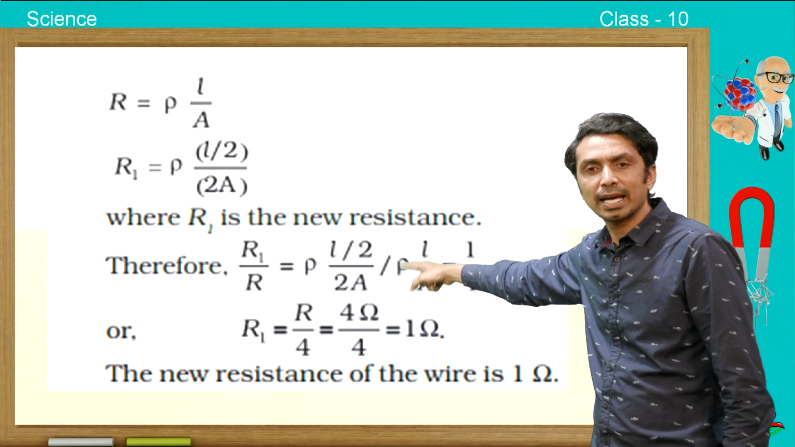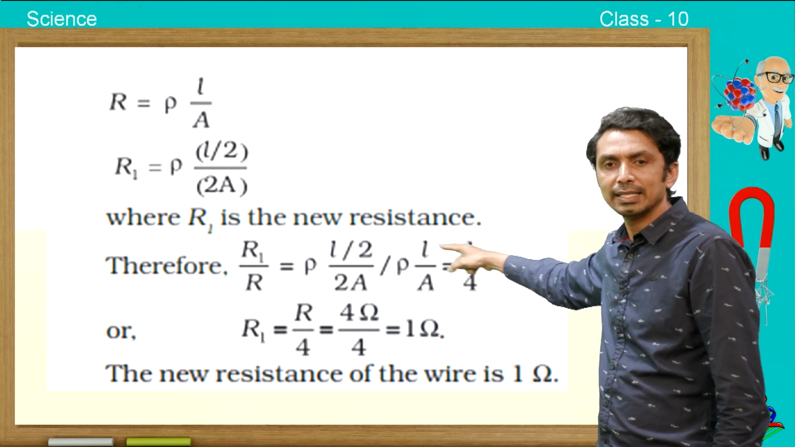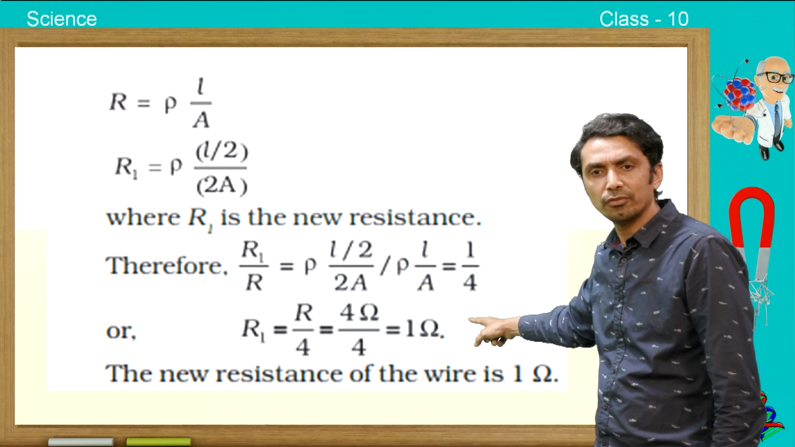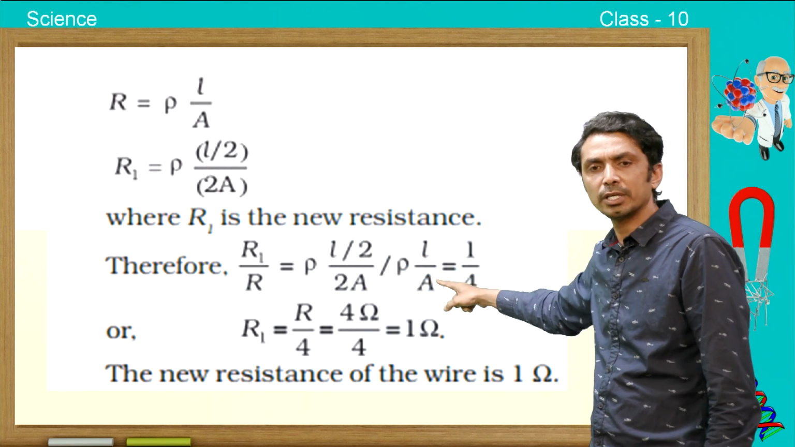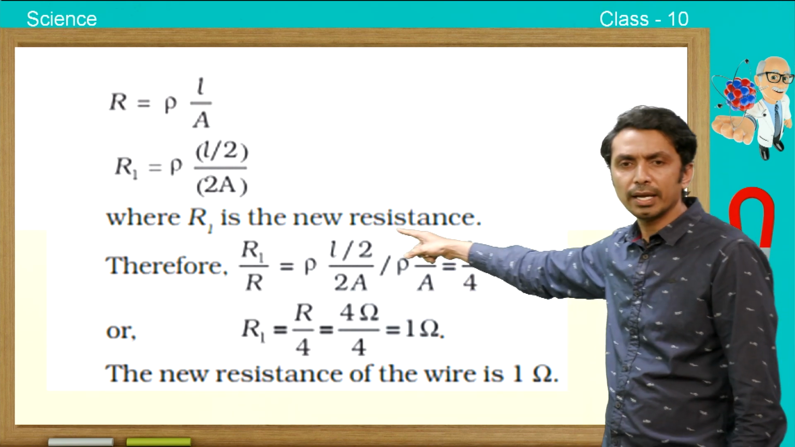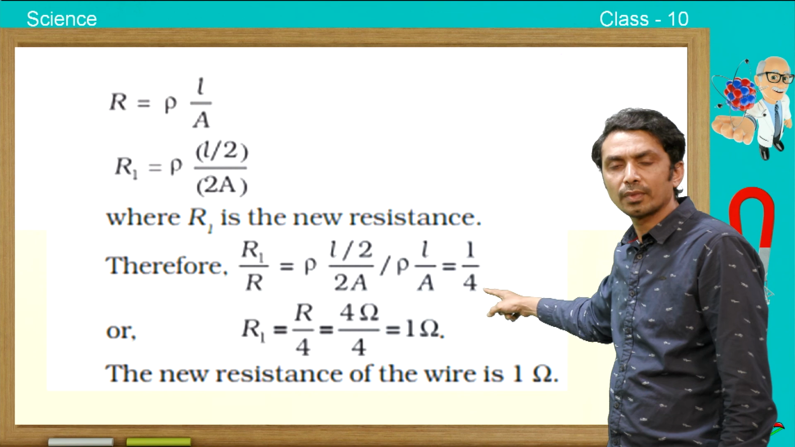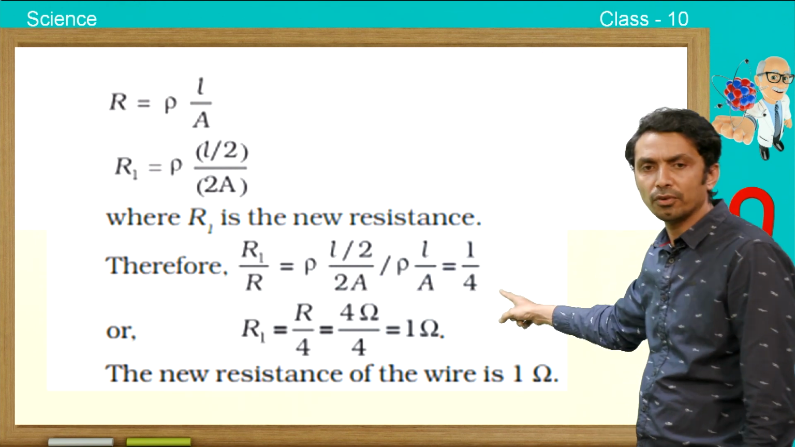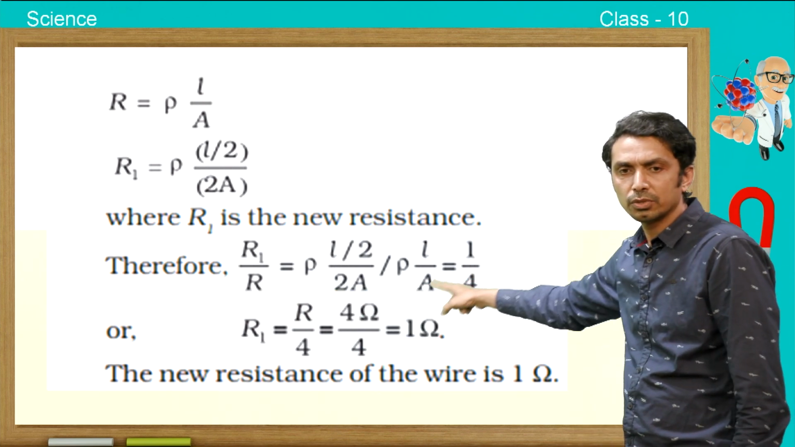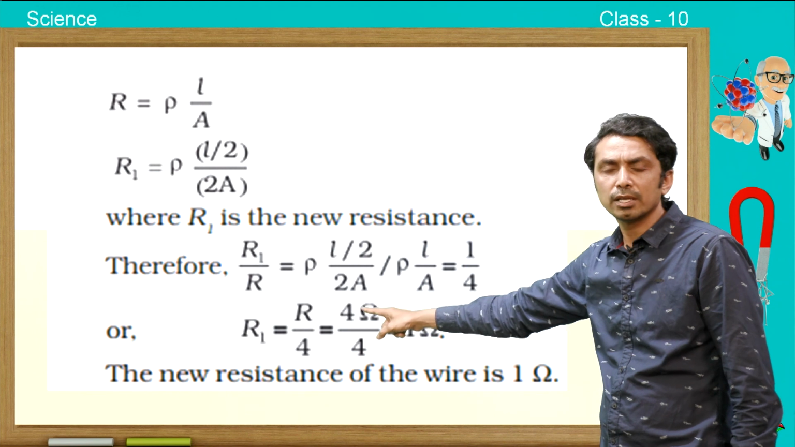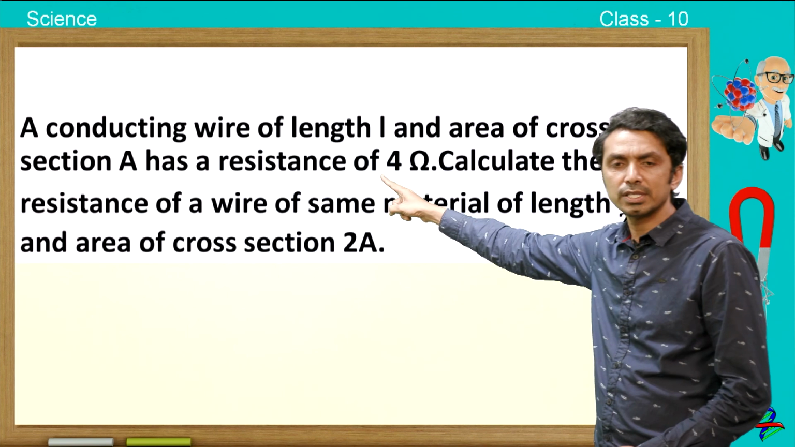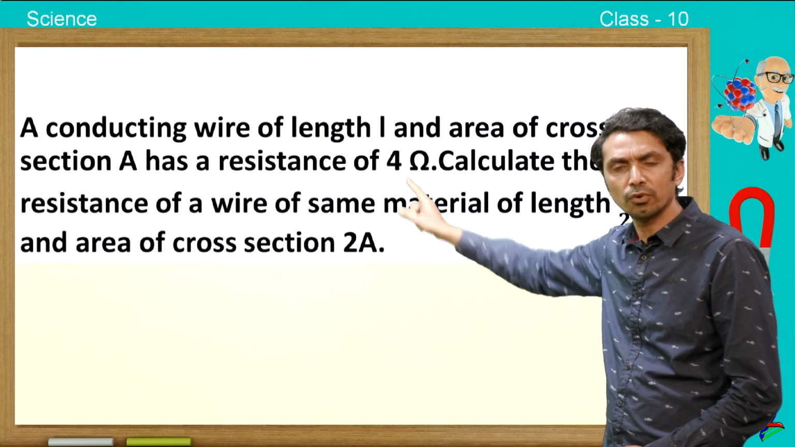Now here we can cancel rho and L as well as A to get the value equal to 1 by 4. As you can see, numerator and denominator both have rho L and A, so both get cancelled to get 1 by 4. So R1 by R is equal to 1 by 4. So R1 is R by 4 after cross multiplying. So what is the value of R they had given?